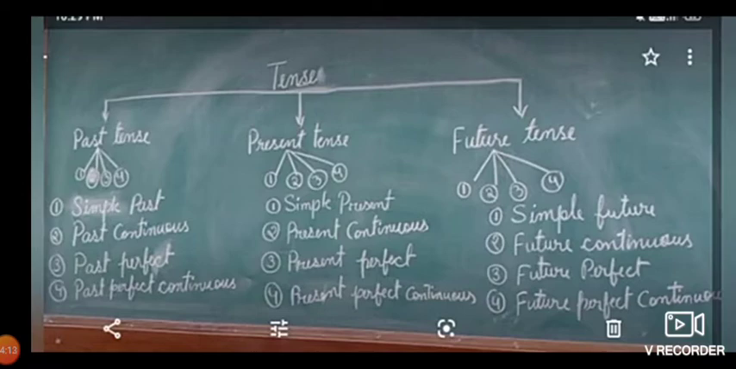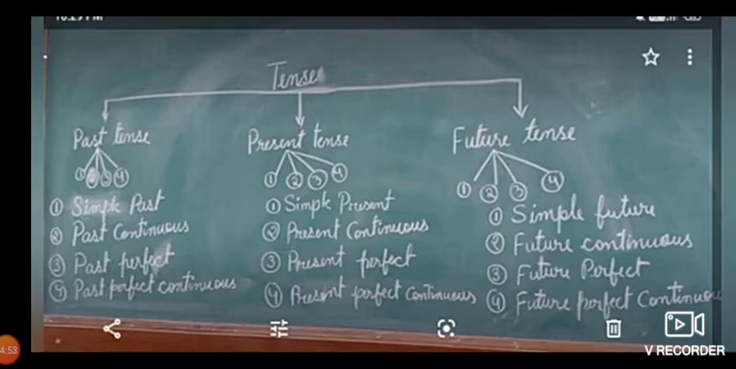Same way is the present tense. The first one is simple present, present continuous, present perfect, and present perfect continuous. Now, the future tense is also the same. First is the simple future, then comes future continuous, future perfect, and future perfect continuous. You can see this clearly on the board. So, this is the way you divide the 3 into 4 divisions.